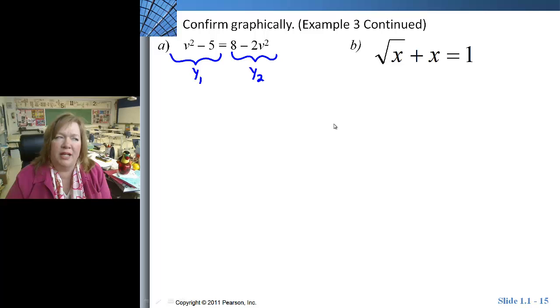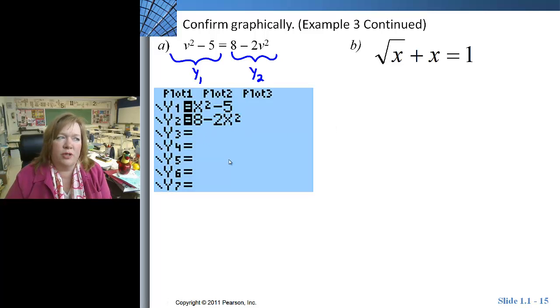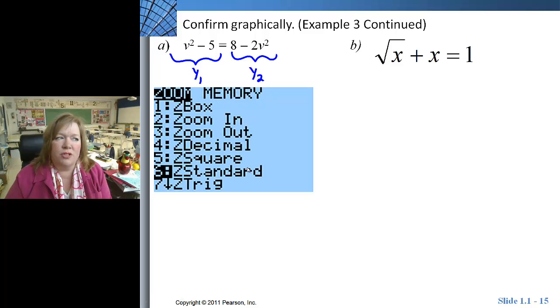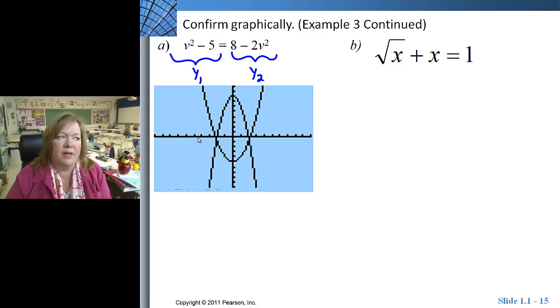Right-hand side, put that in for y2. And this is what your screen would look like on your graphing calculator. I always go and start with the standard screen. So I go to Zoom and then pick number 6 for standard, and then your graph pops up. You can see it intersects here and here.